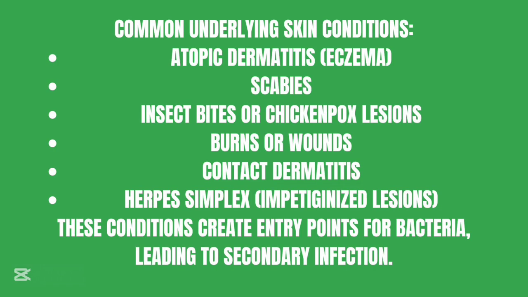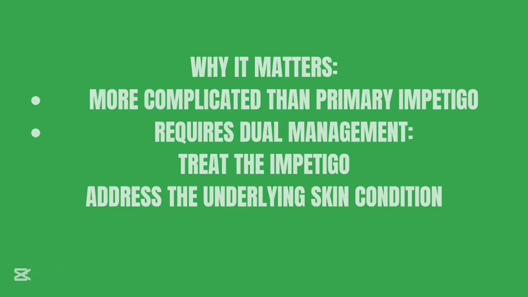So common underlying skin conditions that can lead to secondary impetigo include atopic dermatitis, that's eczema, scabies, insect bites or chickenpox lesions, burns or wounds, contact dermatitis, and herpes simplex. Now, these conditions create an entry for bacteria, which will lead to secondary infection. So why does secondary impetigo matter? Because it is more complicated than primary impetigo, as it requires dual management. You are treating the impetigo and then you are addressing the underlying skin condition.